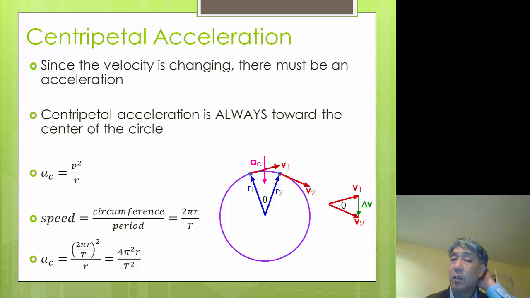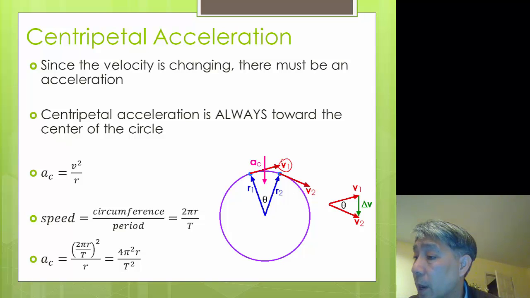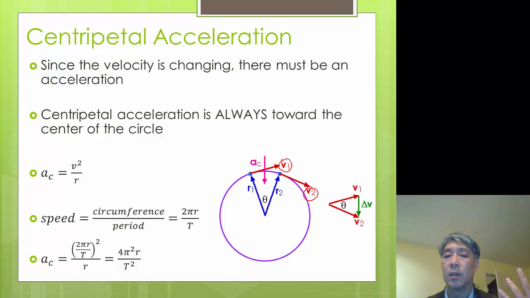Okay, so let's take a look at what's happening. In this case, I'm going clockwise around the circle. Here's V1, and here's V2, which is a little bit later in time. And they're equidistant around that top of the circle. And if I look at that, then my velocity vector is the same length.